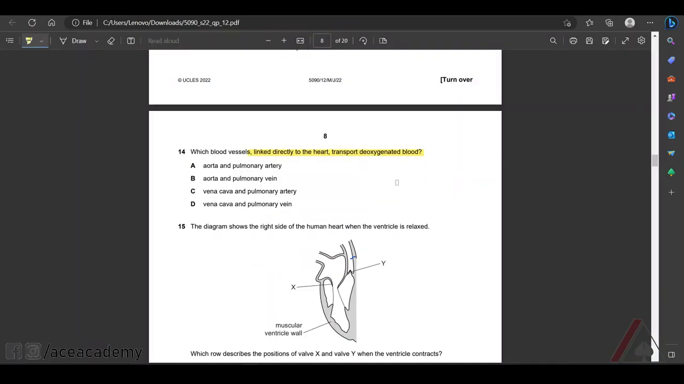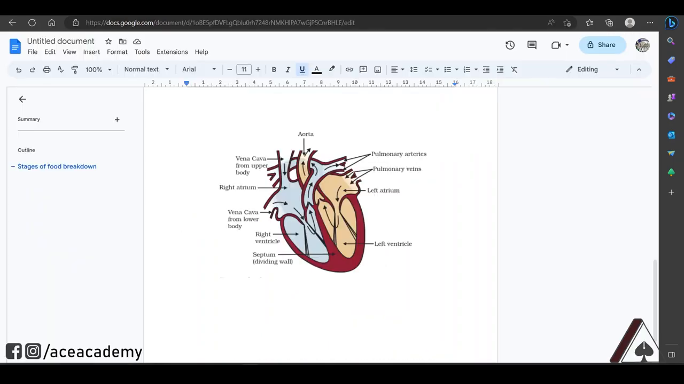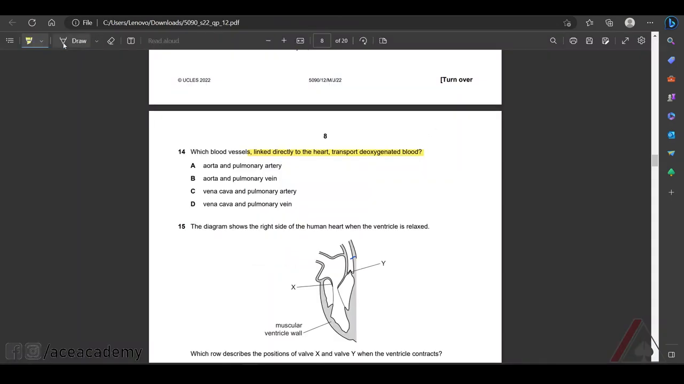Option A says aorta and pulmonary artery. Let us check the diagram. The aorta, no, it carries oxygenated blood, but the pulmonary arteries carry deoxygenated blood. Option A is wrong, but that's because the aorta carries oxygenated blood. Option B also has the aorta, so it's automatically wrong.